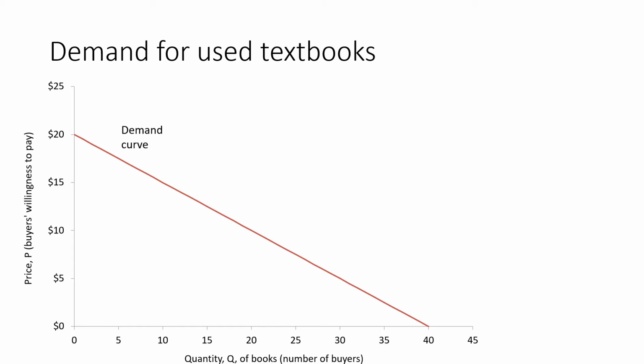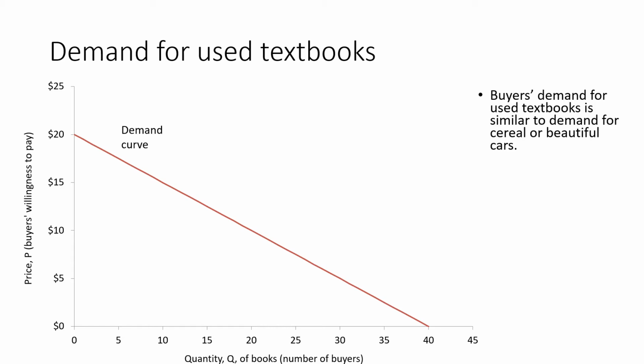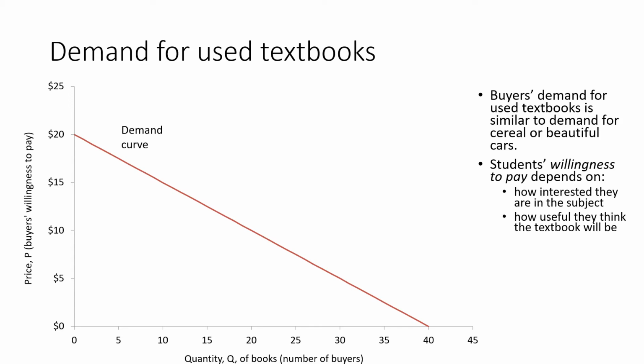We're going to start out with this demand curve showing how much up to 40 different potential customers are willing to pay for the book. Buyers' demand for used textbooks is similar to demand for cereal or beautiful cars. Students' willingness to pay will depend on a bunch of things: how interested they are in the subject, how useful they think the textbook will be for the class, how much money they or their parents have.